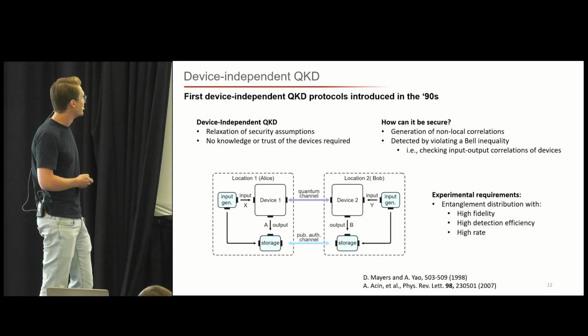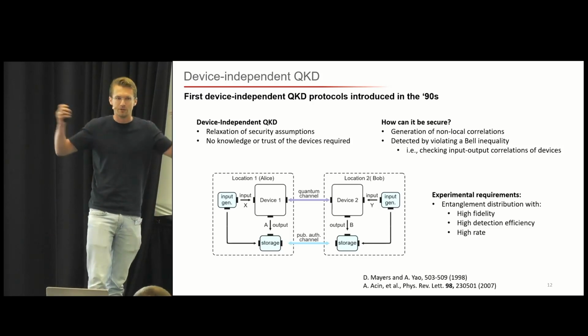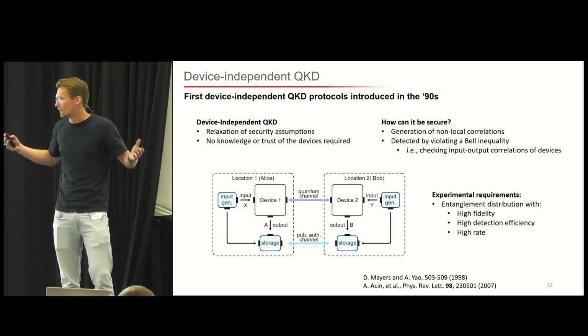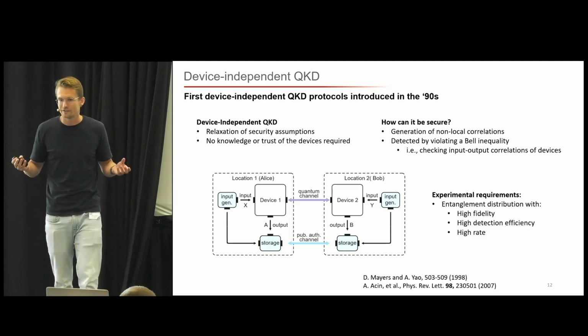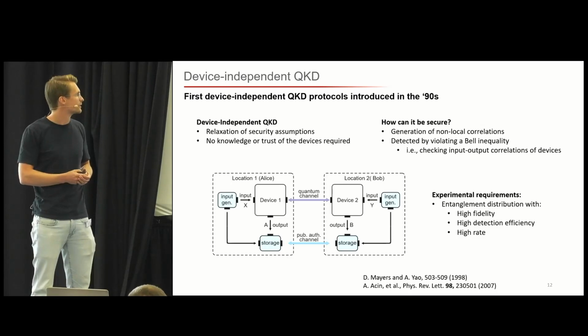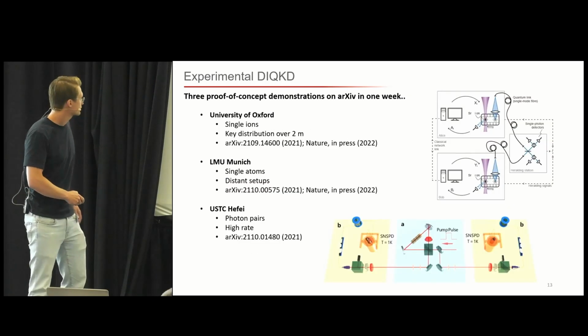So how do we implement this experimentally? For this, we need to have entanglement distribution between two remote locations. However, we need to do this with really high fidelity. We need to have high detection efficiency of our state to close the detection loophole, and we need to do this with a high rate.